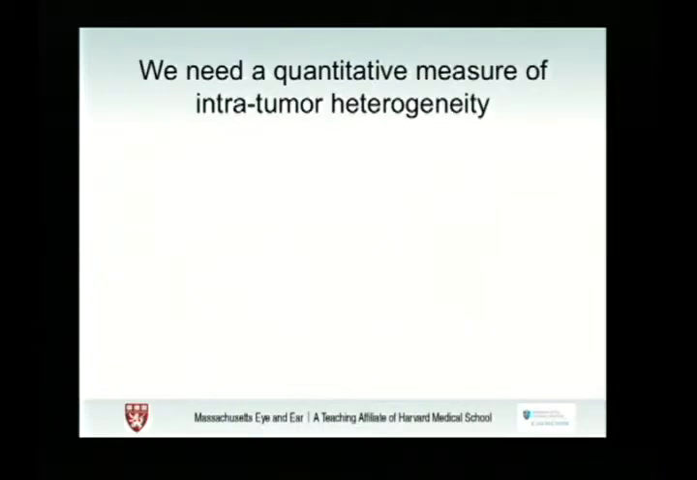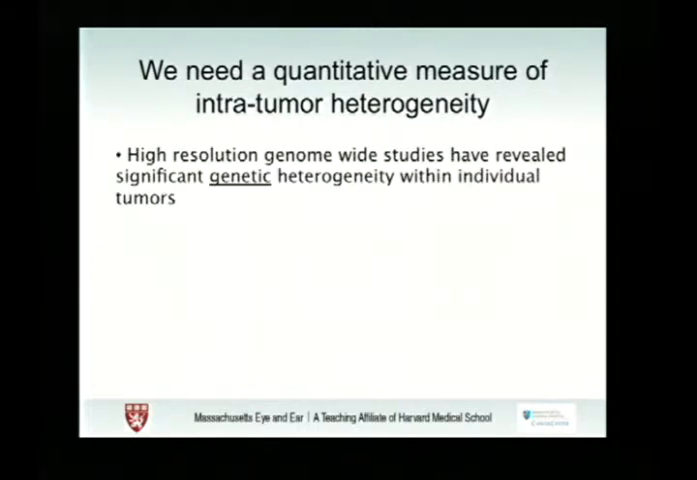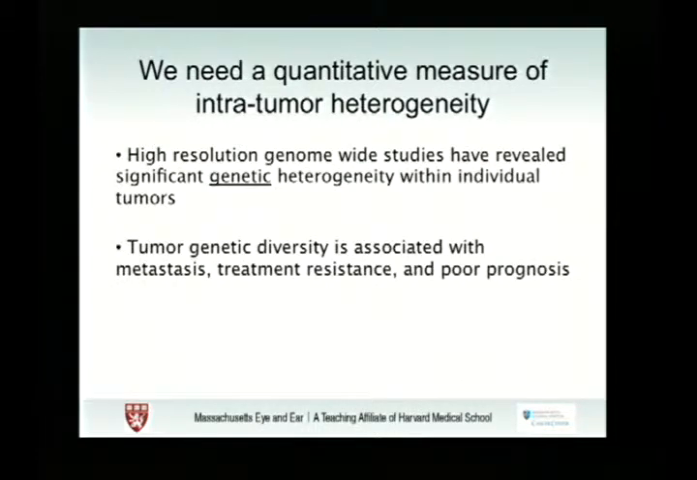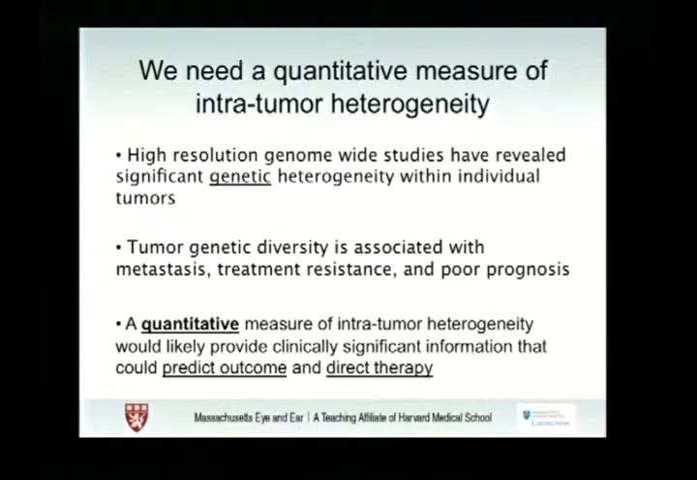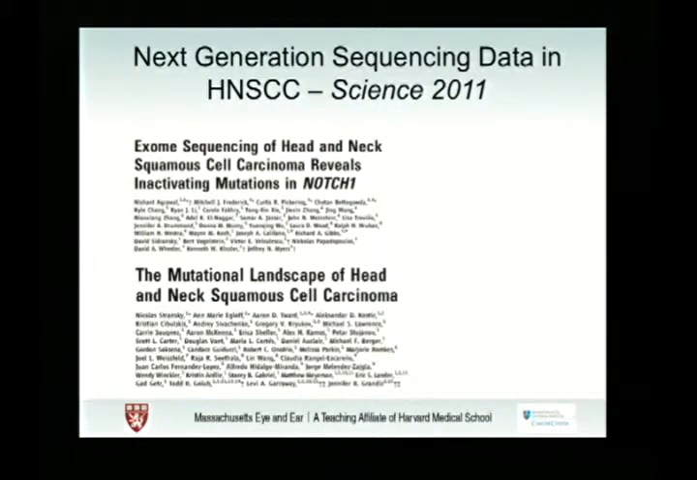Next slide. So we need a quantitative measure of intratumor heterogeneity. Next slide. So high-resolution genome studies have revealed significant genetic heterogeneity within tumors. Next slide. Tumor genetic diversity is associated with metastasis, treatment failure, and poor prognosis. Next slide. So a quantitative measure of intratumor heterogeneity would provide significant information that could predict outcome and direct therapy.